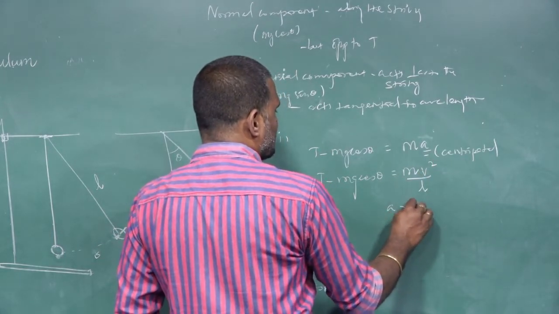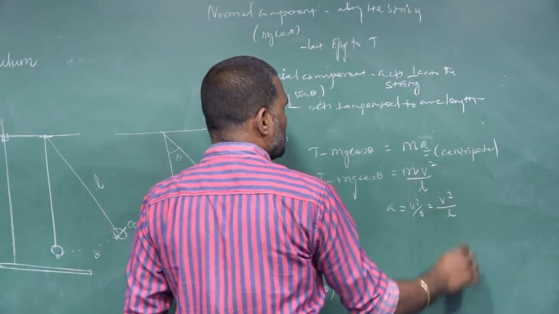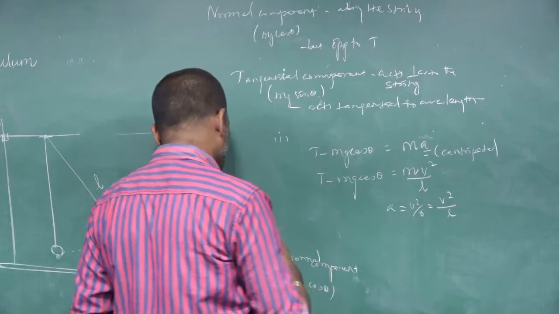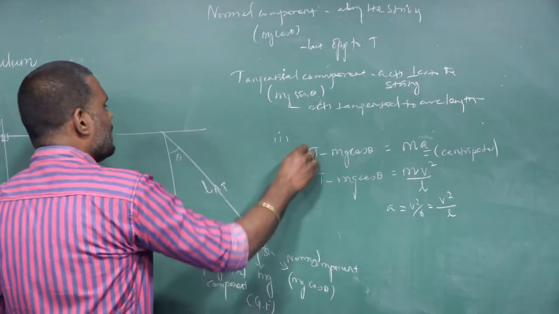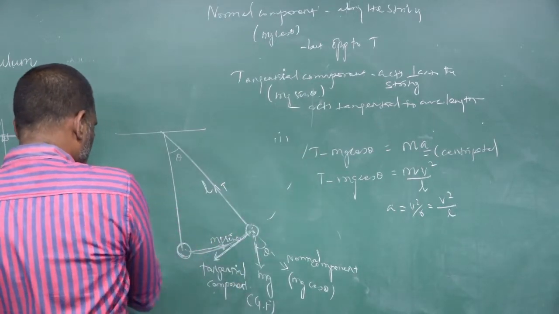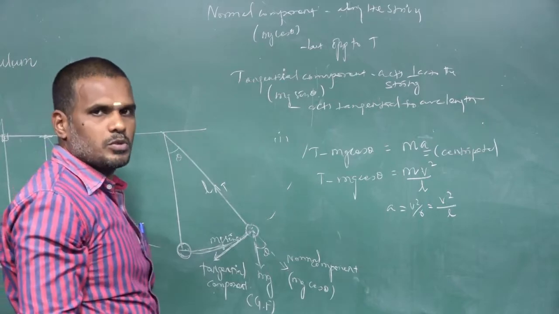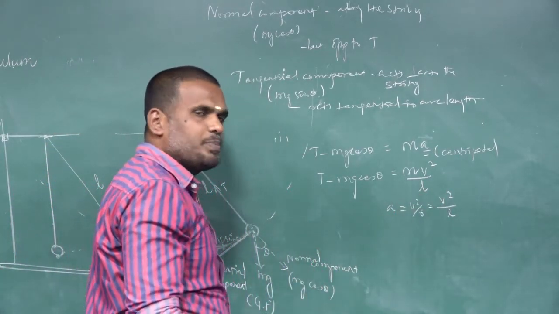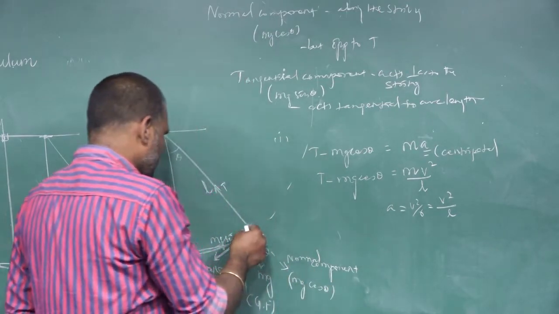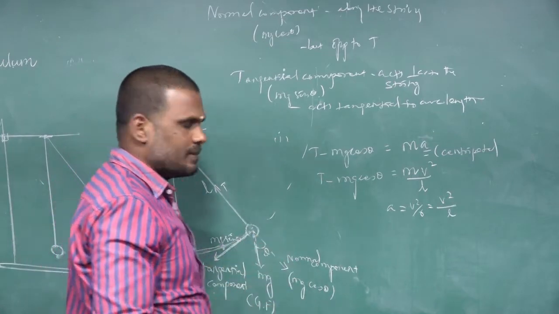As centripetal acceleration a equals v square by r, v square is as it is, r is replaced as L, where L is the length of the pendulum, which is equal to the radius of this entire circular motion possessed by the pendulum. Now, what is this v here? v is the speed of the bob. v is the speed with which the bob is said to be moving or displacing.